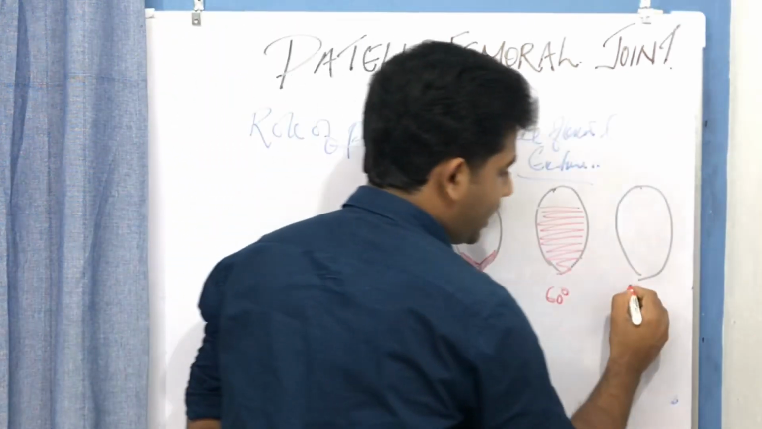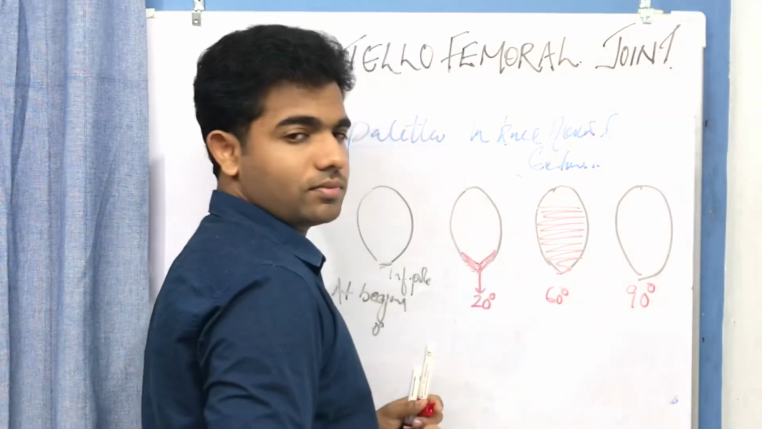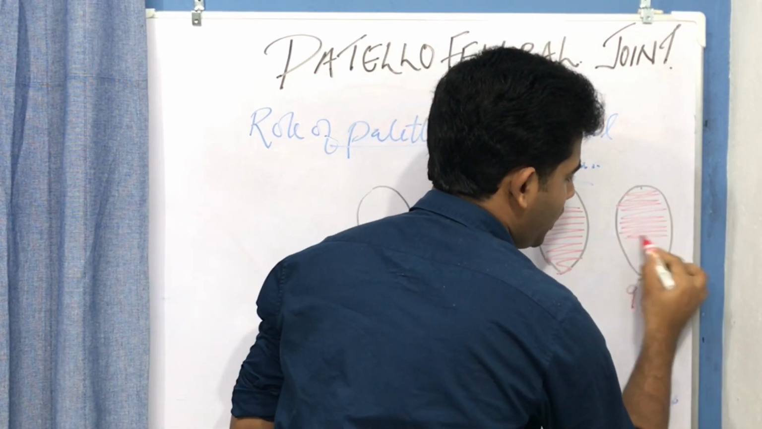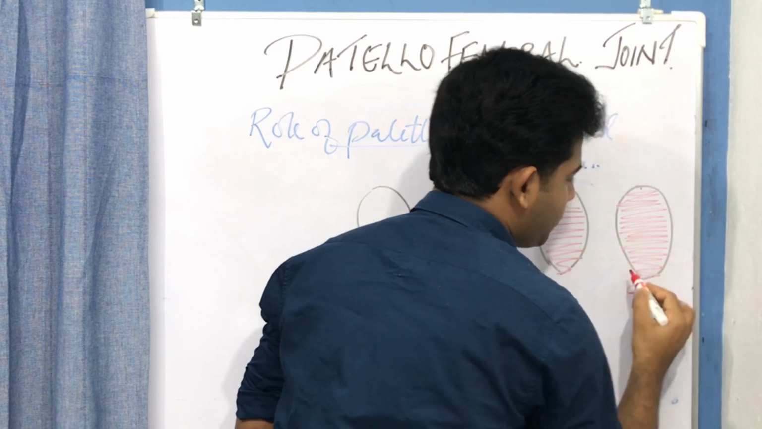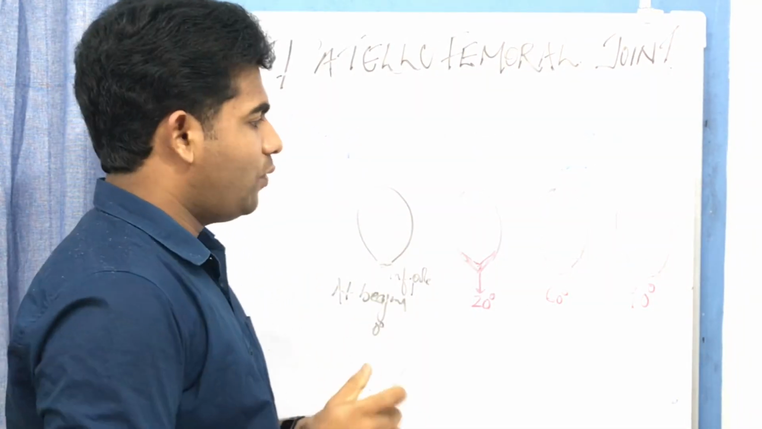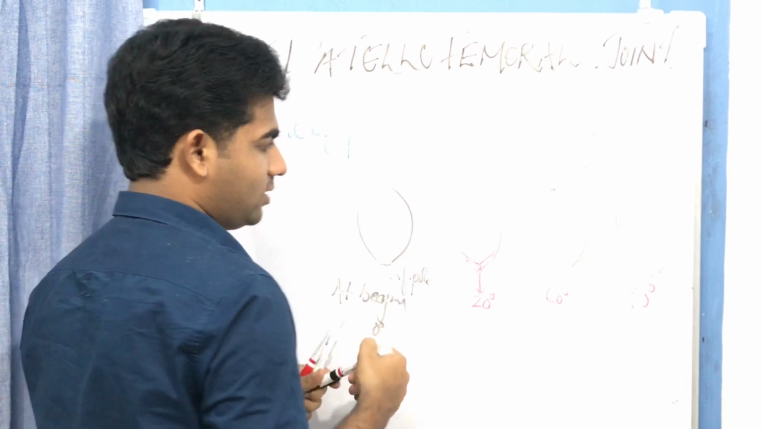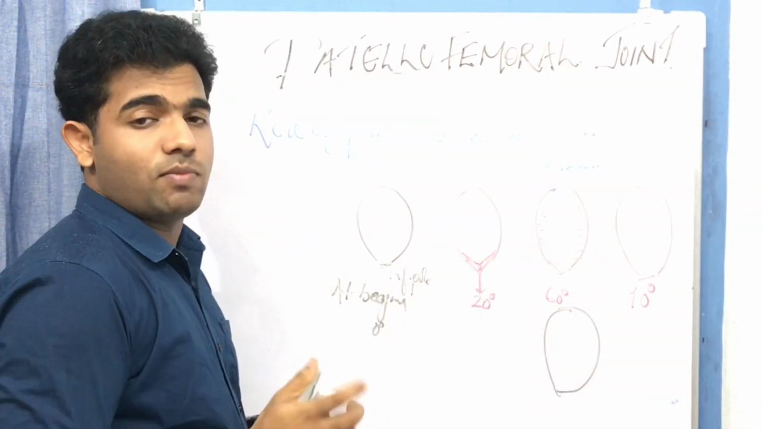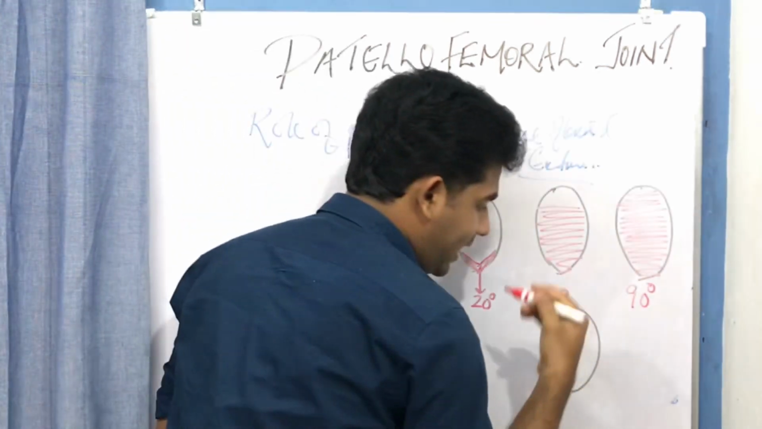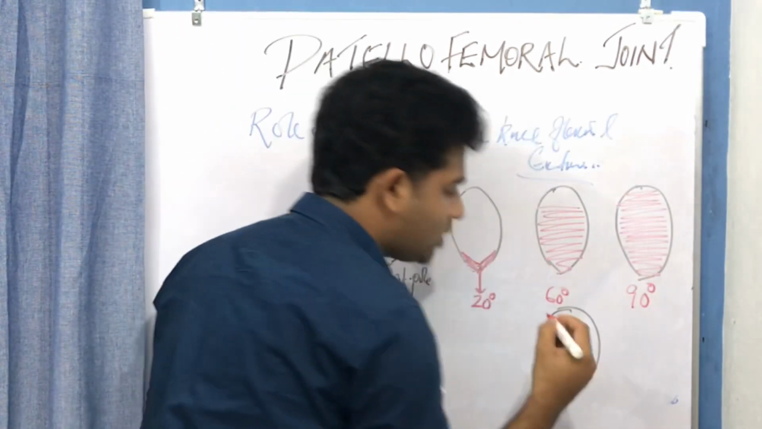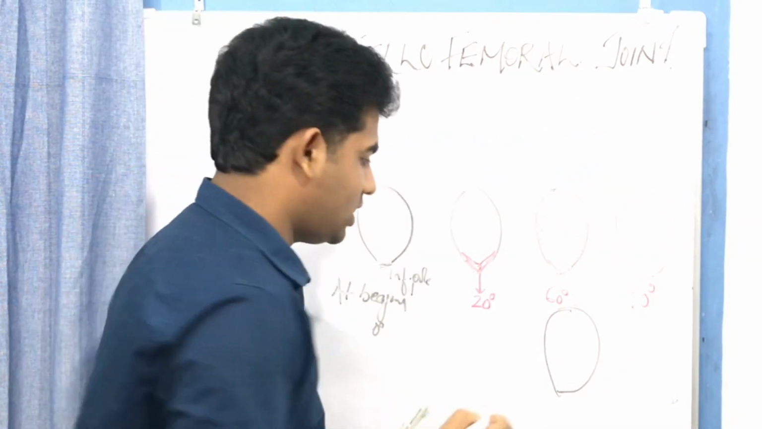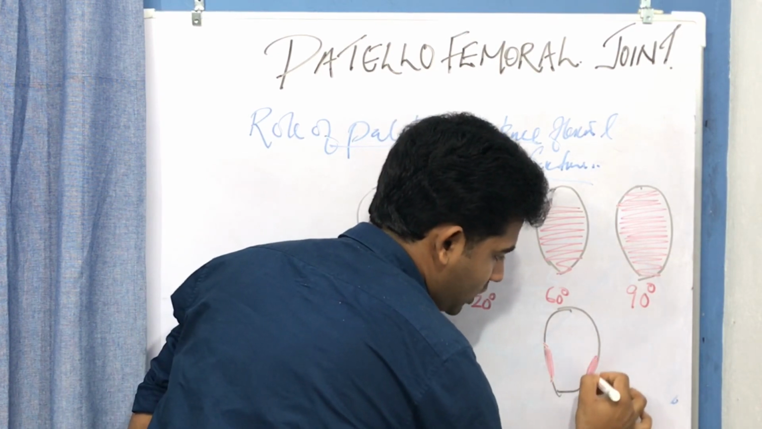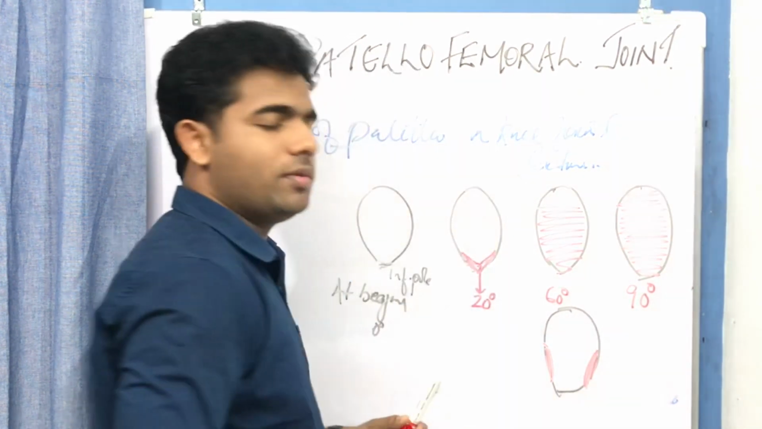Whereas at about 90 degrees of knee flexion, the patella completely comes in contact with the femur. Whereas if flexion increases again from 90 to 130 degrees, which is the maximum flexion, what happens? Again, only a very small portion of the patella, the medial facet, the odd facet and the lateral facet, comes in contact with the femur.